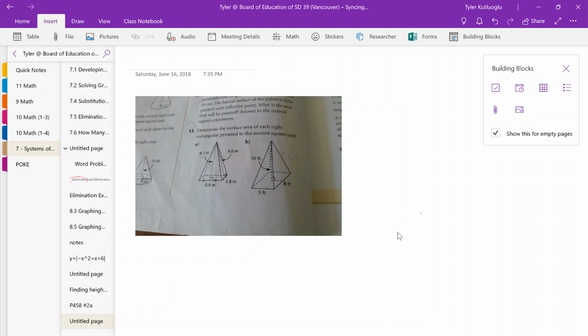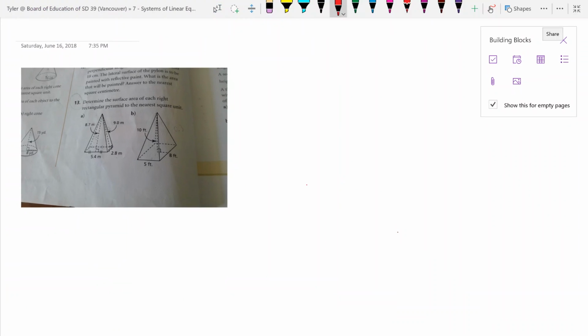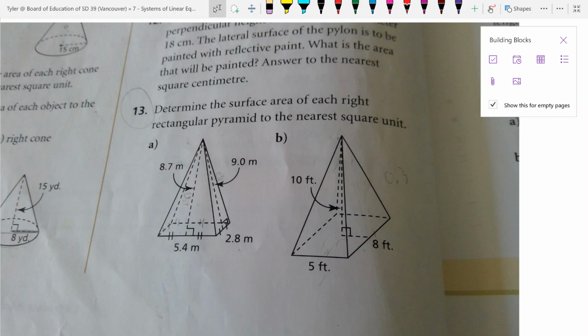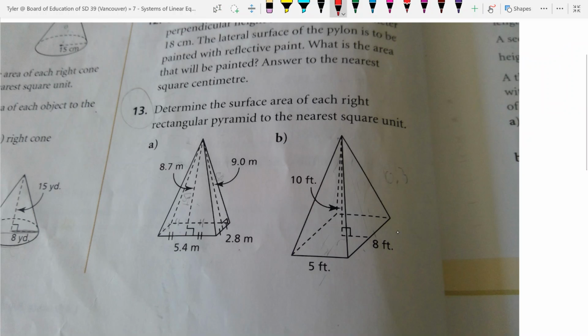All right, we're going to do page 34, number 13, A and B. Basically, it's finding surface area of the prisms. So we're going to do A first. It's a little complicated. No, it's not as bad because it gave us the dimensions.